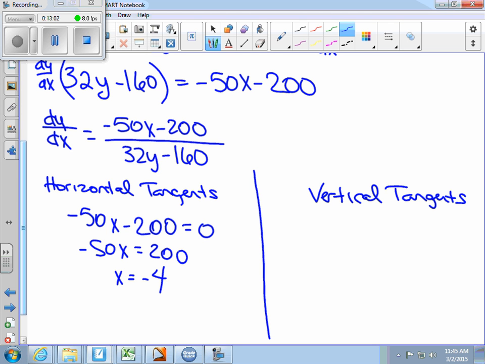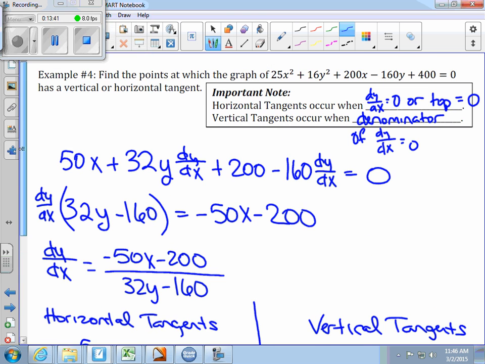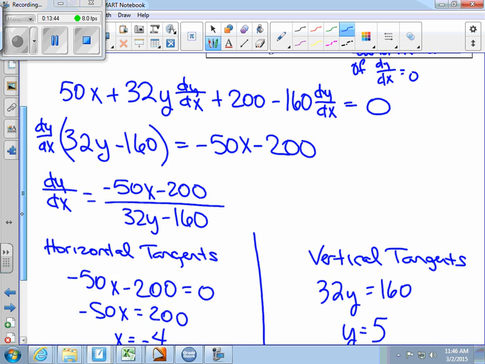And how are we going to find vertical tangents? So, 5. Unfortunately, we can't stop there. I wish we could. That would make the problem a lot easier. Sometimes on AP you can stop there because it's multiple choice and you can pick it out. But what does it ask for? Points. And what do I have?